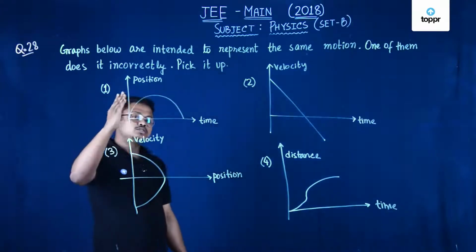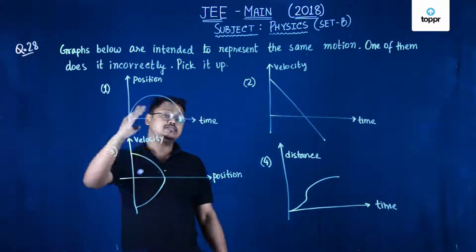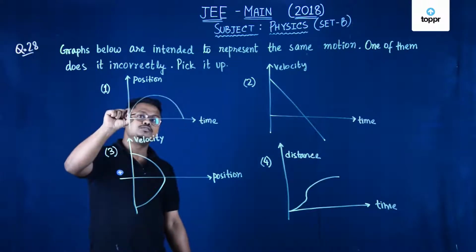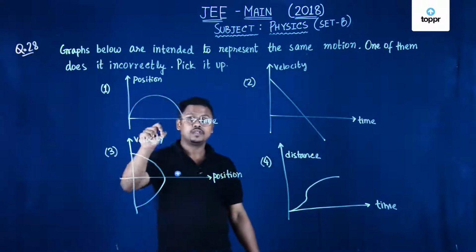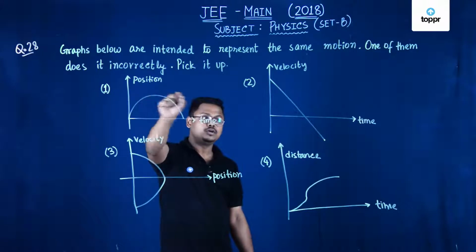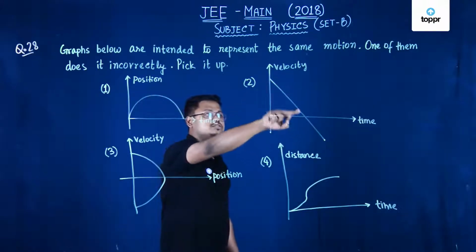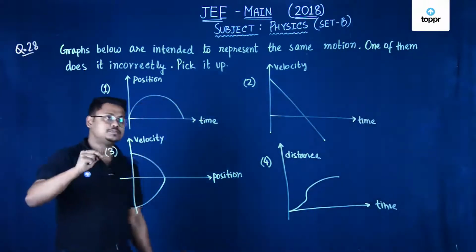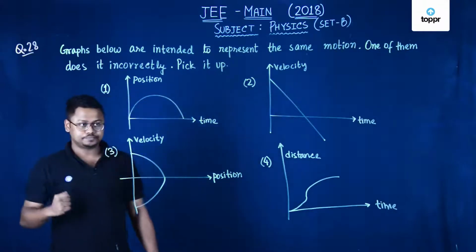We know that the slope of the position time graph will give us the velocity. So at time t equals 0, its slope will be positive. At a certain time, its slope will be 0, and that will represent this point on the velocity time graph. And again it decreases because its slope will become negative.